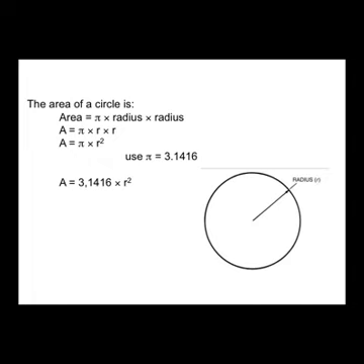Now the area of the circle gets a little bit stranger. We have to go back and use pi. Pi is 3.1416. So we take the area equals pi times radius, or pi times r, or pi times r squared.